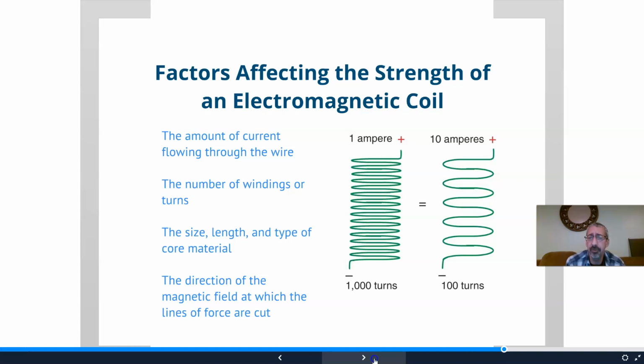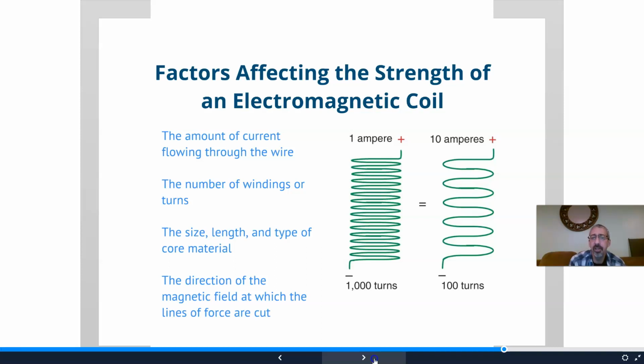So there's some things that happen here. The amount of current flowing through the wire decides how magnetic things get, how strong it gets. And if you look over here, you can see that 1 amp flowing through 1,000 turns of wire is the same as 10 amps flowing through 100 turns. So the more amperage that flows through it, the bigger the magnetic field gets.